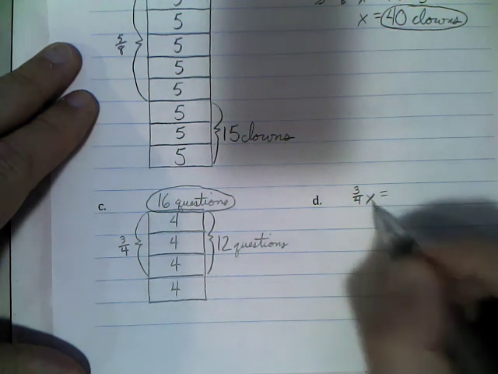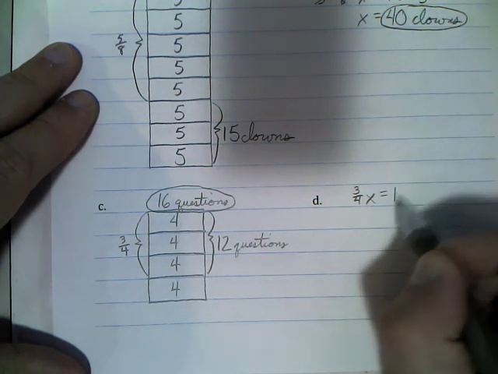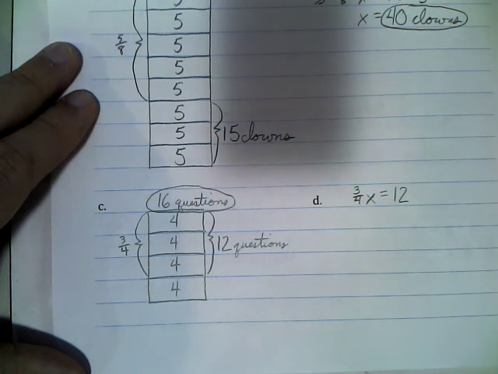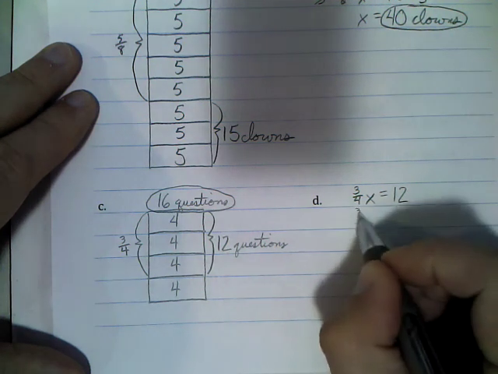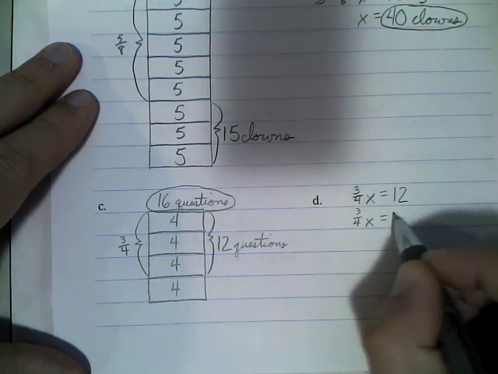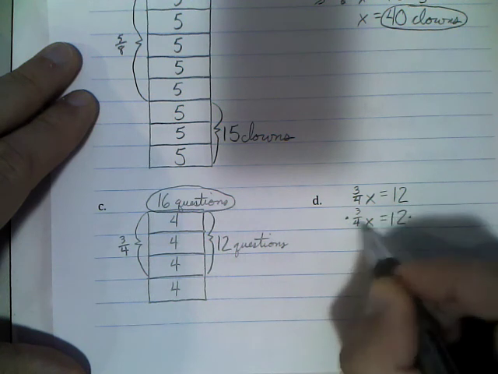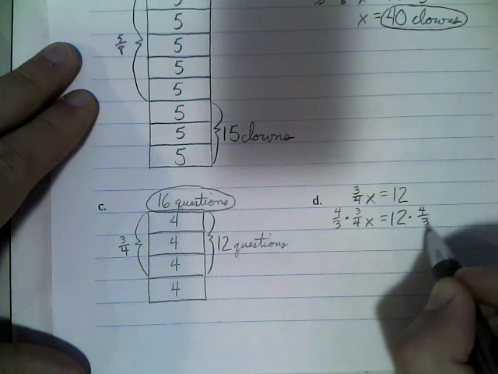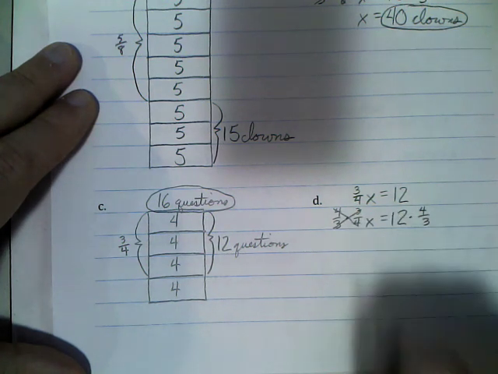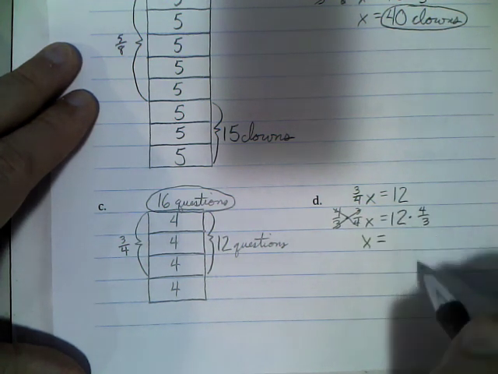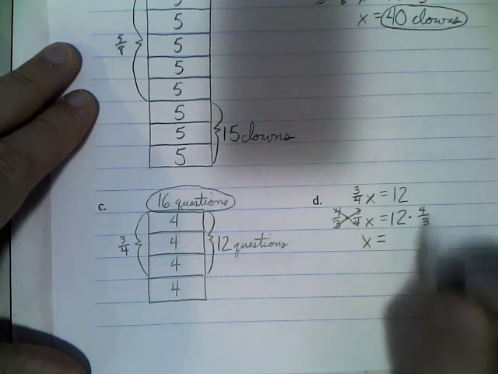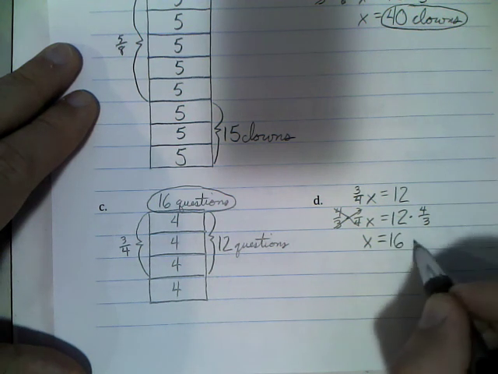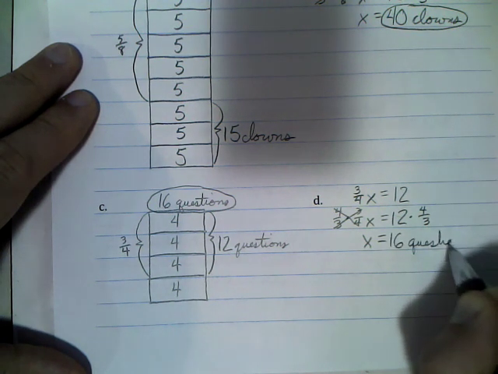But we know that 3/4 times the whole thing must be the 12 questions that he's answered in the 3/4 of an hour we have. So now I'm going to copy that down and multiply both sides by the reciprocal of 3/4. So that would be 4/3. 4 and the 4 will cancel, 3 and the 3 will cancel. That leaves me with just x. And then over here, I'm going to divide by 3 and multiply by 4. So 12 divided by 3 is 4, times 4 is 16 questions.